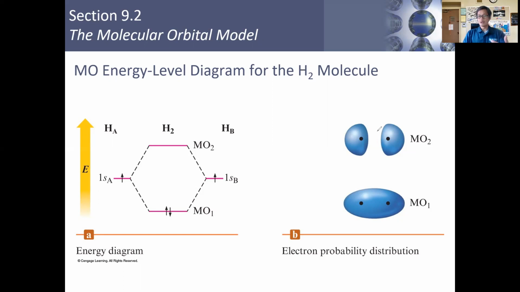And again, for a bond to form, you have to have those electrons sitting between those two atoms, and this is the one aspect of molecular orbital theory that corresponds to the localized electron model. I'll mention that again in just a few moments.